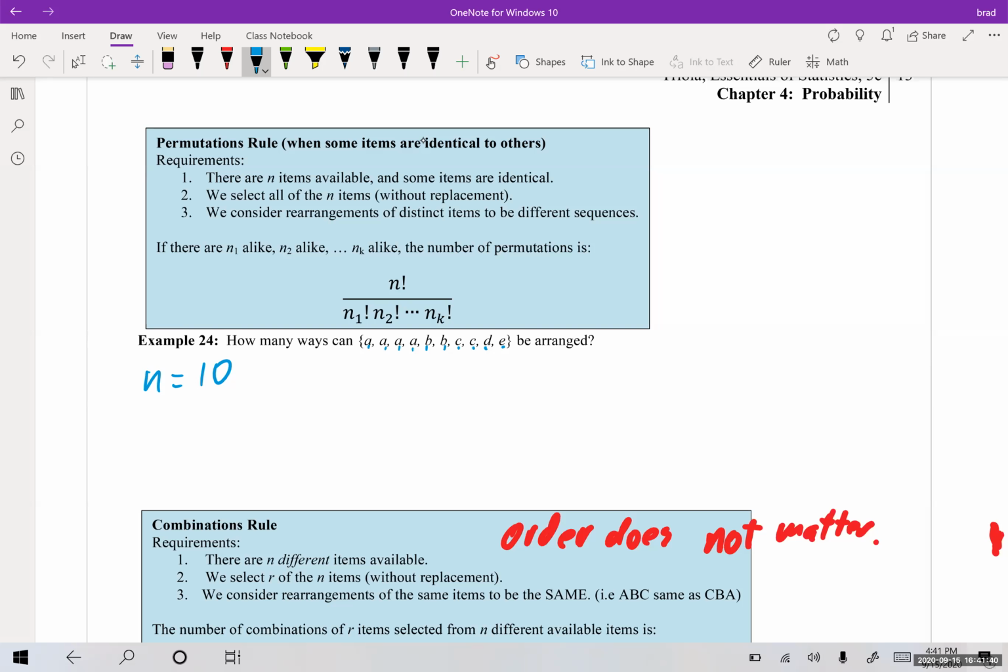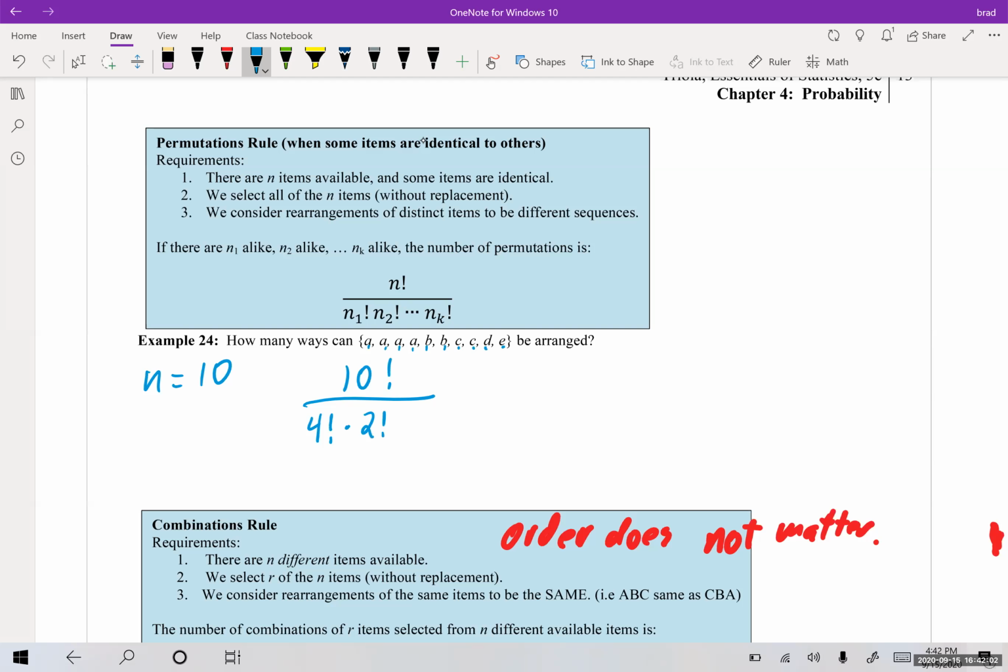We can do 10 factorial divided by, now these little ones right here are for the repeated letters. So how many times is A repeated? It's repeated 4 times, so we're going to say 4 factorial. How many times is B repeated? It's repeated twice.